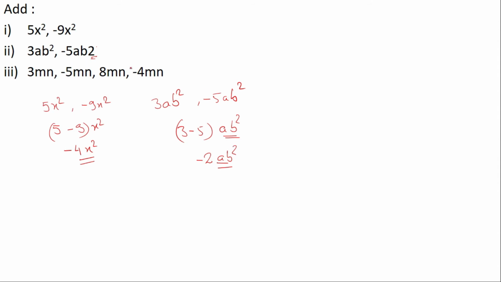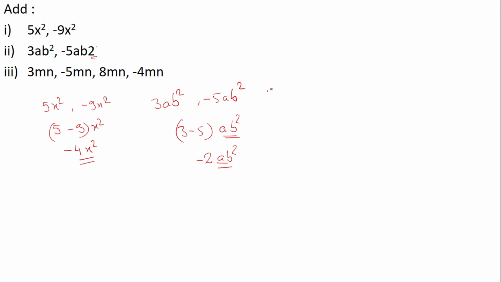Before adding or subtracting, we have to check whether the variable terms are like or not. We can add or subtract the like terms only, but this is not the case for multiplication or division. So let us do it.